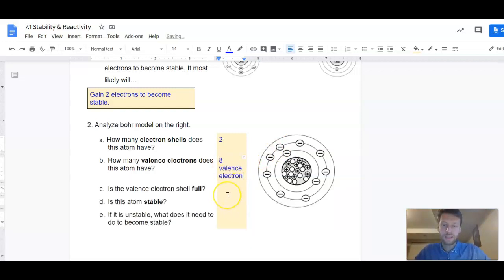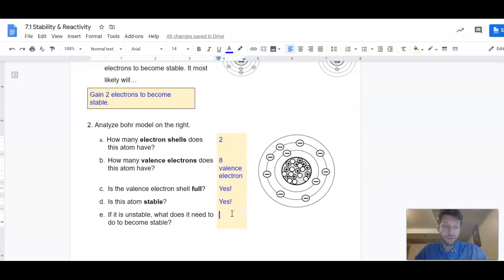Is the valence electron shell full? Well, the second shell fits 8 electrons, so yes. Yes, it is full. So is this atom stable? Yes, it is stable. If it's unstable, what does it need to do to become stable?